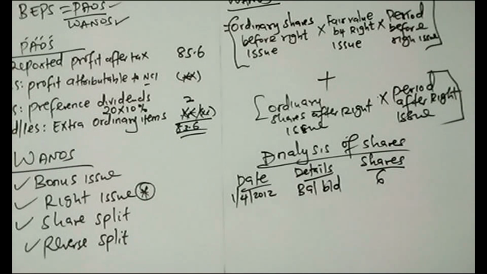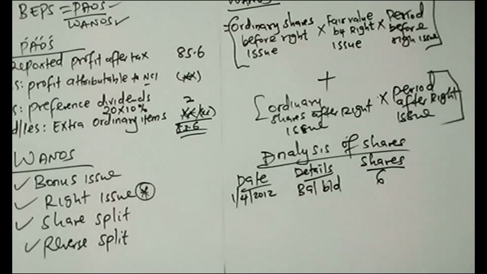I cannot go forward to weigh yet, because for this aspect of the rights issue, you apply the formula. That is why I have written the formula. Then I get the shares which I will apply under the formula. So what I'm doing is just the analysis of shares. There were 6 million shares existing from the start of the period.